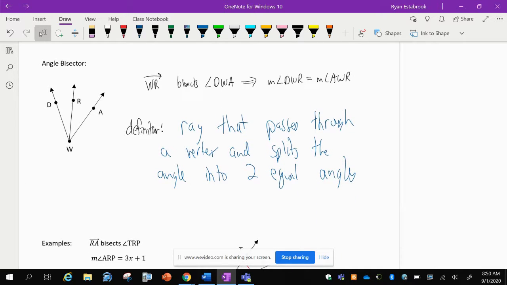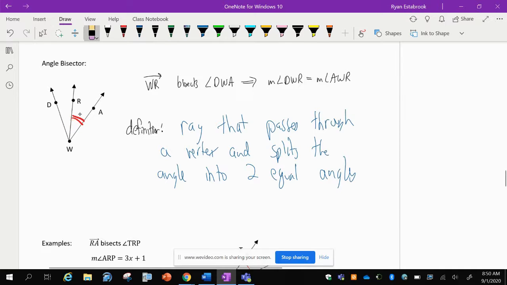All right, so hopefully you're ready to move on. If not, go back and spend some more time on the previous one. We have our next terminology, which is an angle bisector. It says ray WR bisects angle DWA. That means that the measure of angle DWR, this angle right here, is equal to the measure of angle AWR. That would be this angle right here. Notice that I have the same 3 marks on both of them. That's to indicate that they are equal in size.